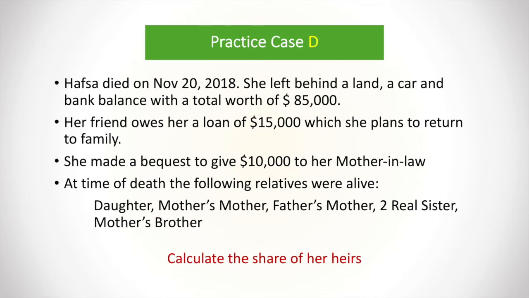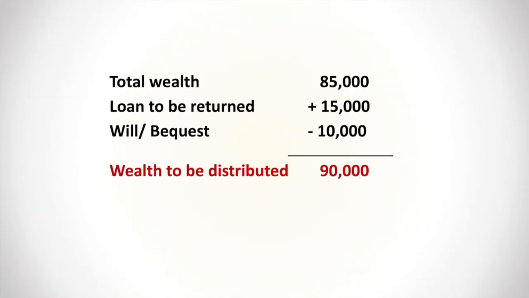So at the time of her death, the following relatives were alive: daughter, mother's mother, father's mother, 2 real sisters, and mother's brother. Let's calculate her shares, but first we need to figure out what's the distributable wealth. She had a total wealth of $85,000 that is available right now. She's expecting to get a return from her loan that she had given to her friend of $15,000, and then she had made a will or a bequest of $10,000. So 85 plus 15 is 100, minus 10 is 90, so we have $90,000 to distribute.